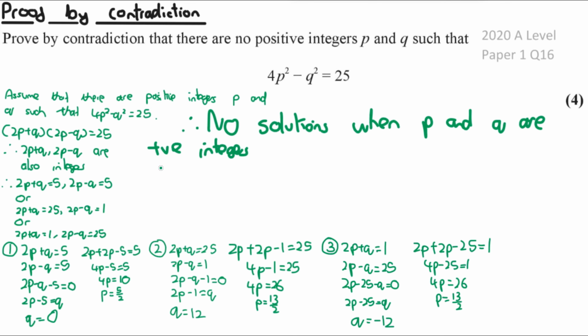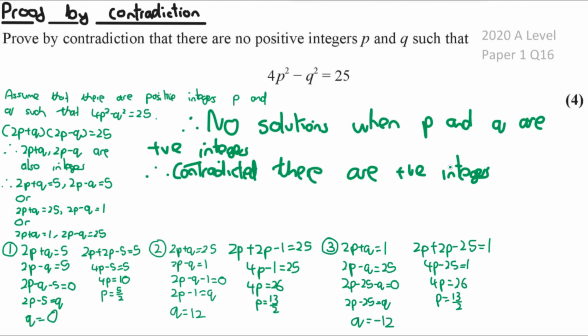So therefore we have our contradiction. We have contradicted our original statement that there are positive integers P and Q such that 4p squared minus q squared is equal to 25.